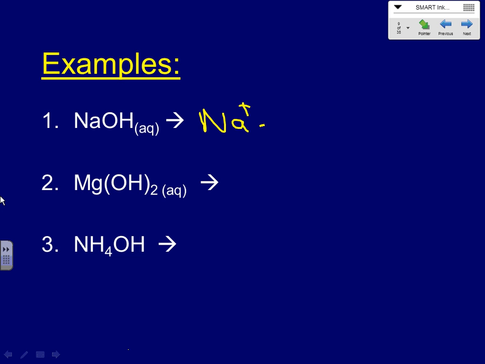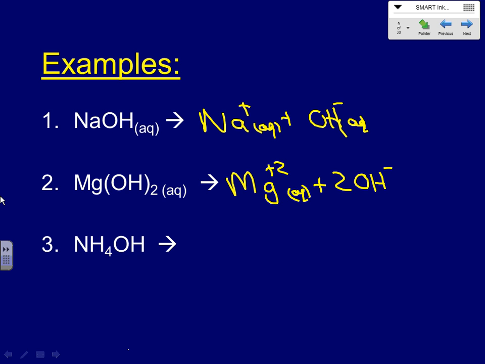NaOH, Na plus aqueous, OH minus aqueous. MgOH2, Mg plus 2 aqueous, 2OH minus aqueous, right? Just like we were doing when we were doing our dissociation. And NH4OH, NH4 plus aqueous, OH minus aqueous. And these we would consider all Arrhenius bases because they all produce OHs. They all have OHs on the back end, all right?